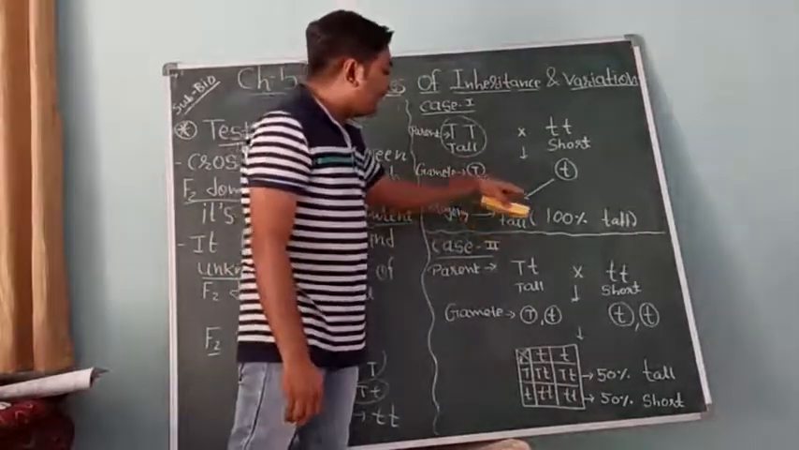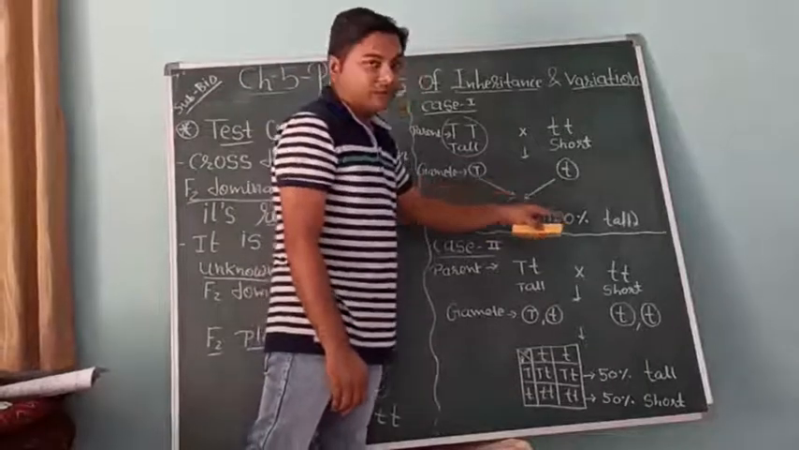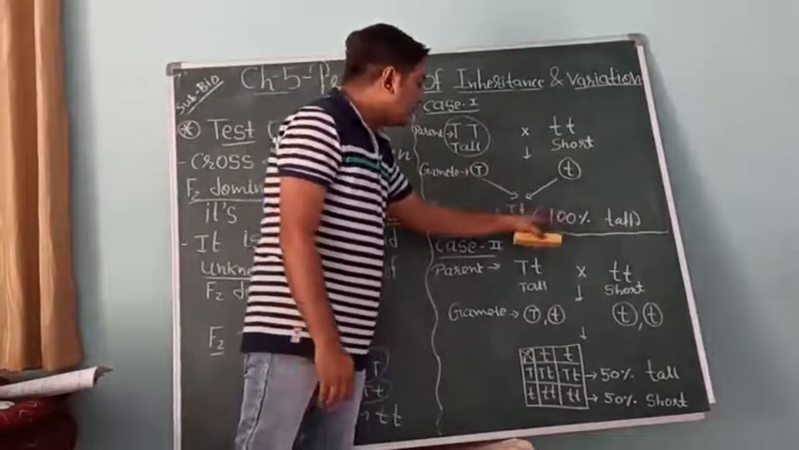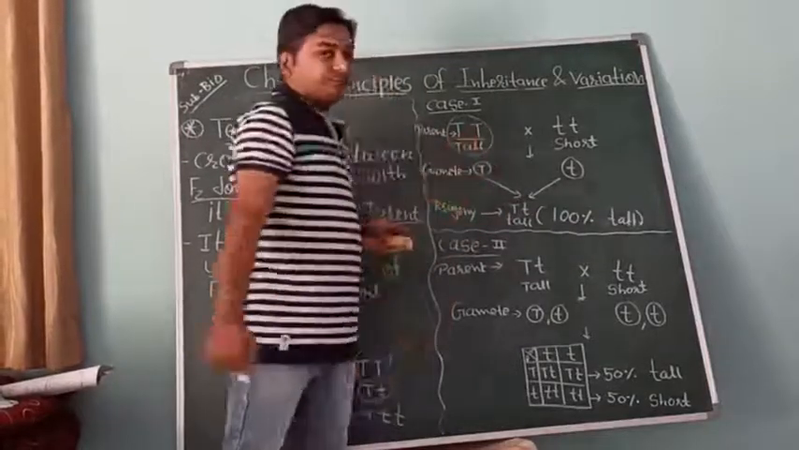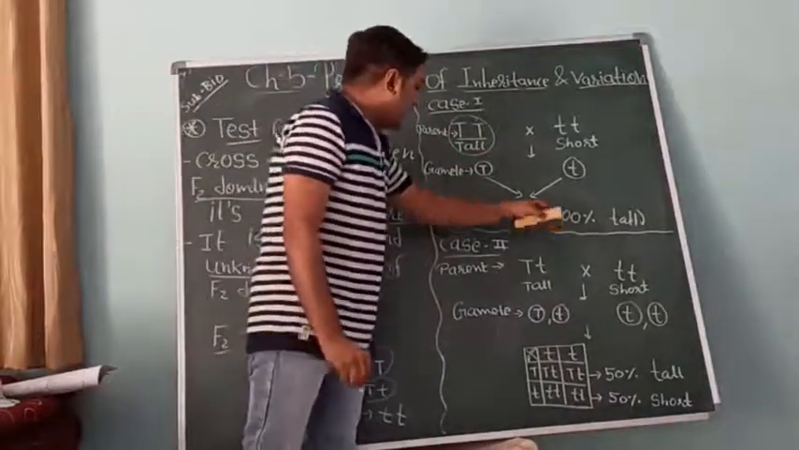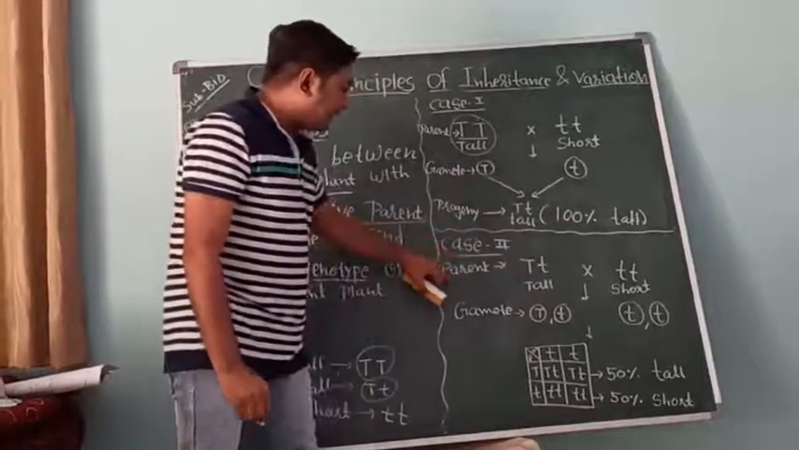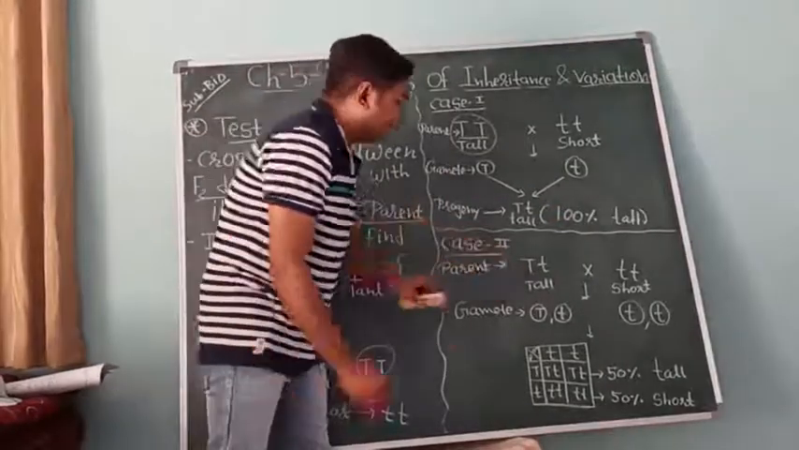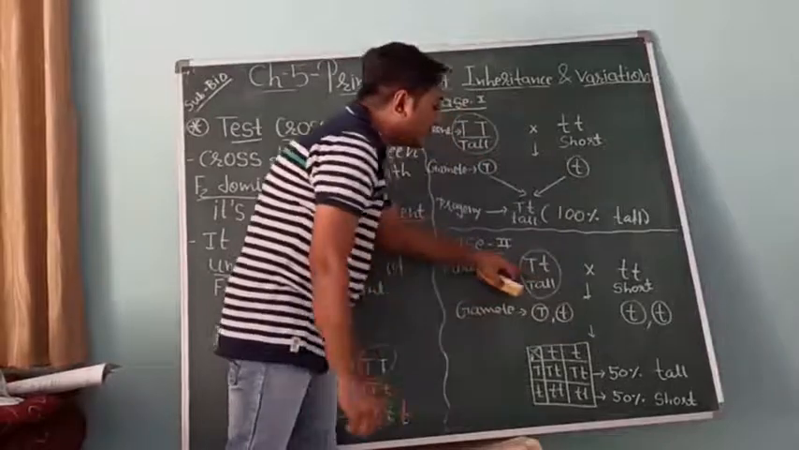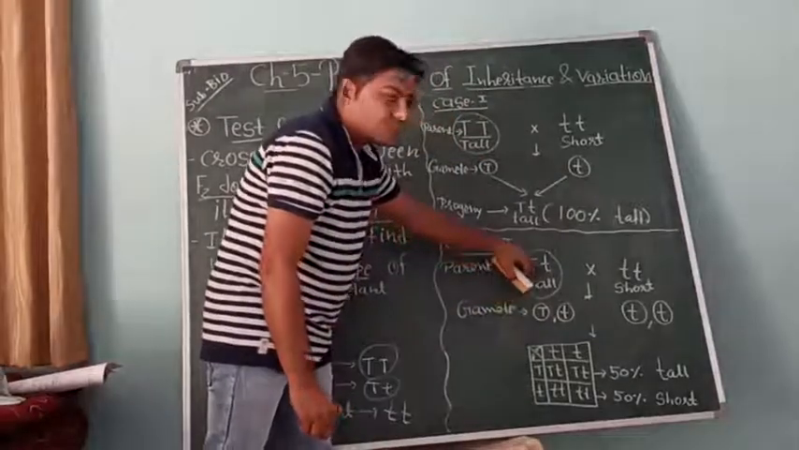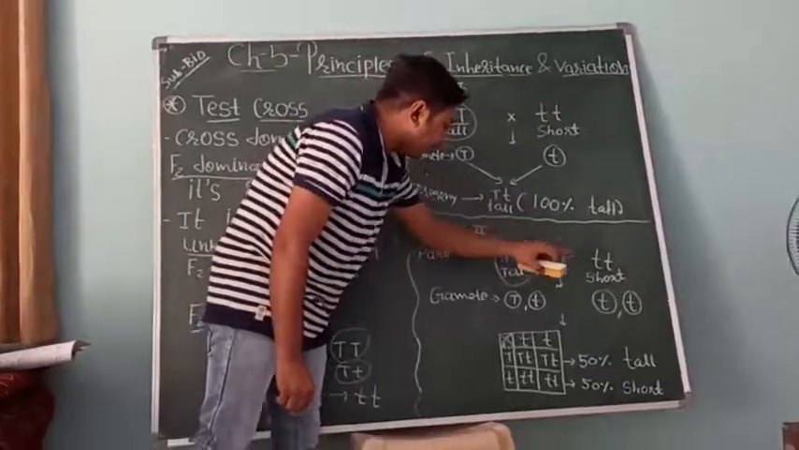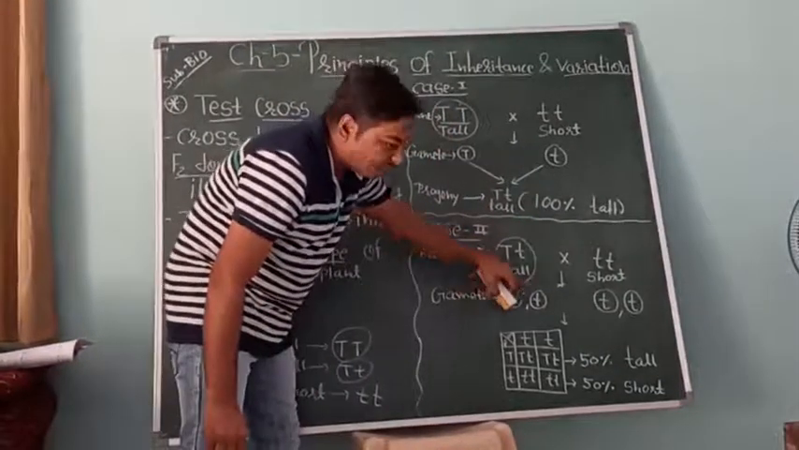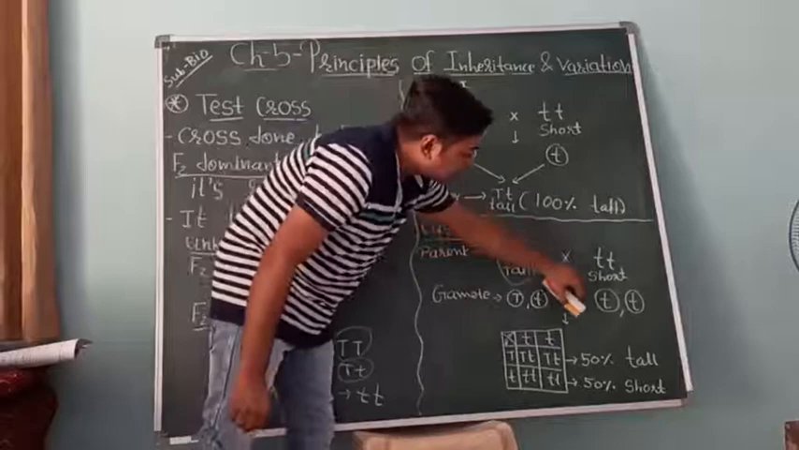So if we get 100% tall plants in the progeny, then the genotype of the unknown dominant plant is capital T capital T. Now next, case 2: the parent has the genotype capital T small t. Right now we do not know the genotype of this tall plant. If we cross it with the recessive parent, the gametes of this plant are capital T and small t, and the gametes of the recessive plant are small t.